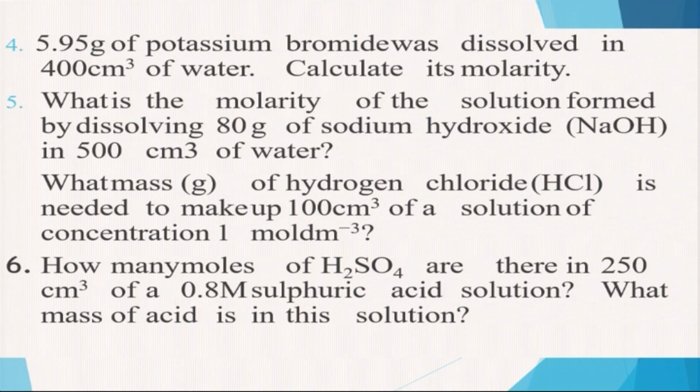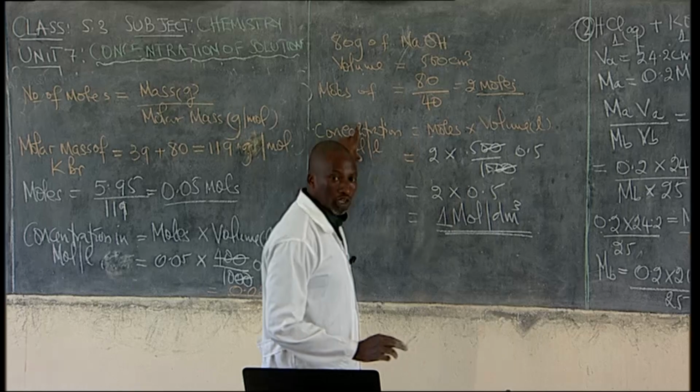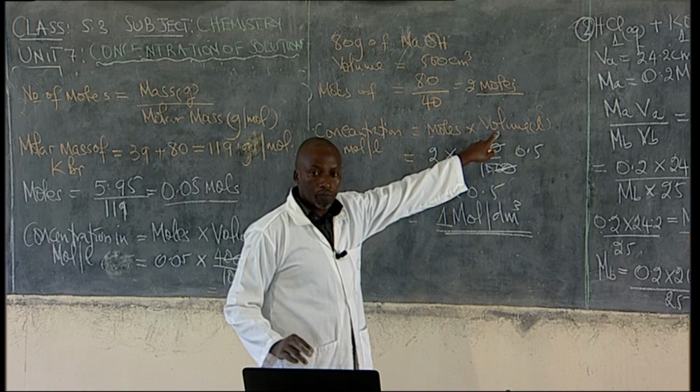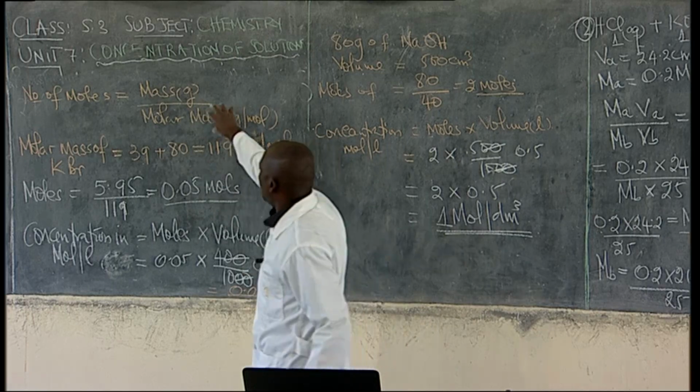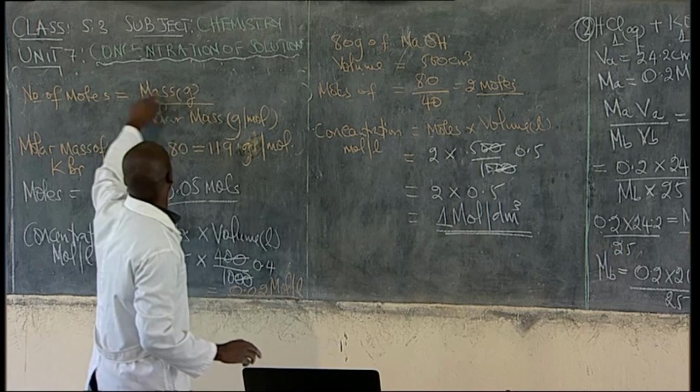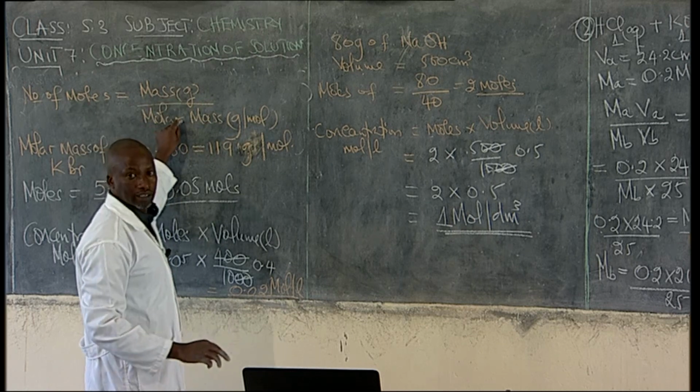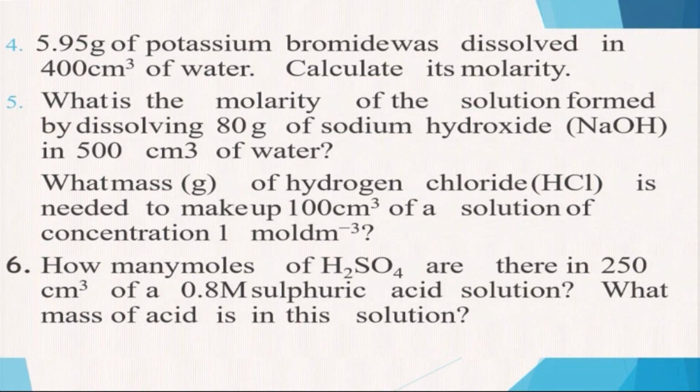So you are starting from here. You have the volume and the concentration, so you need to calculate the number of moles. After getting moles, then use this formula to get the mass. Moles is equal to mass over molar mass. For hydrogen chloride, you use the atomic masses. Then number 6, how many moles? So you have those 2 questions, just look at them and then continue and work on them.